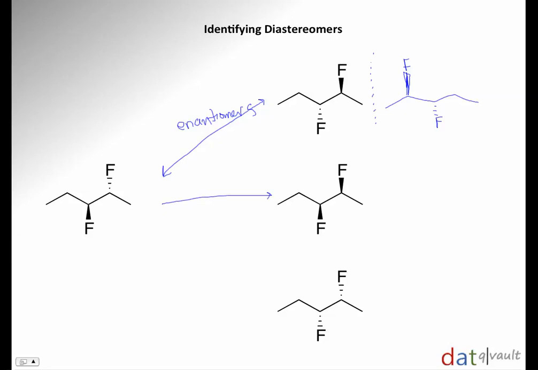So how about these 2 molecules? Again, they have the same connectivity, but instead of switching both of the stereocenters, we're only switching one of the stereocenters. So we're taking this fluorine right here and having it face forward instead of having it face backwards. And so if we draw the mirror image of this compound, it's going to look like this.